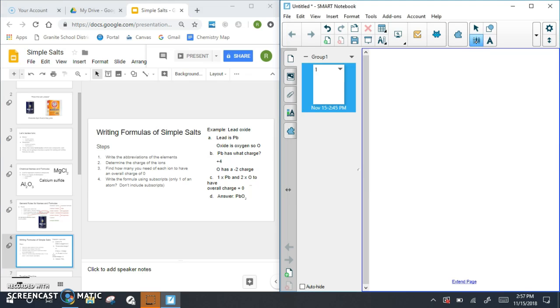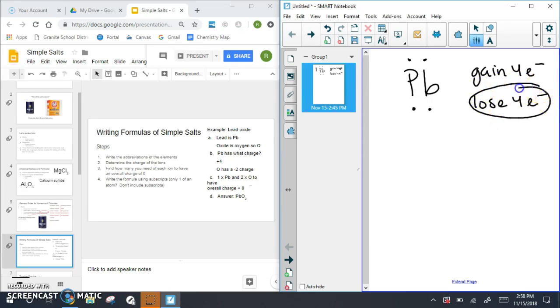Okay, so lead right here, it says it has a +4 charge. Let's figure out why. Lead has 4 valence electrons because it's in the 4th group. It wants to have 8 electrons, so the question is is it going to gain 4 to have 8, or is it going to lose 4 to have 8? Well, metals always lose. Lead is a metal, so we're always going to lose 4. If we were to convert that into a charge, we would say +4. So that's how we get that +4.